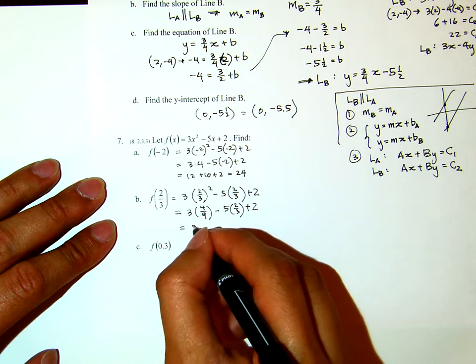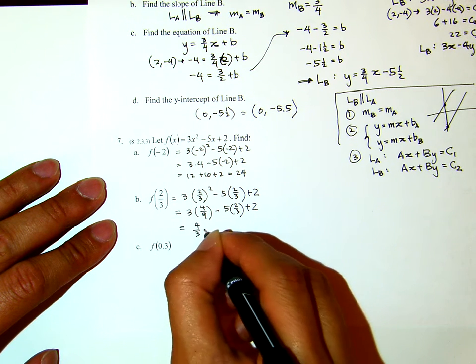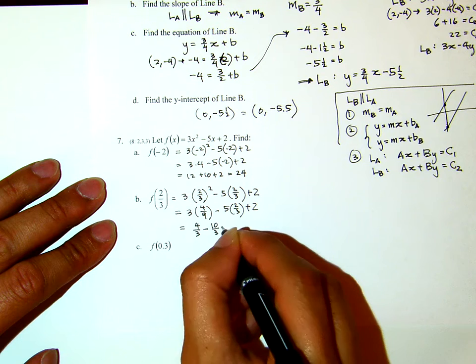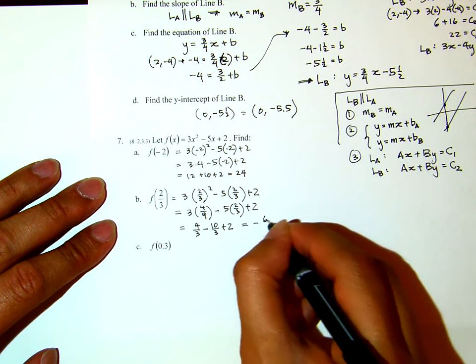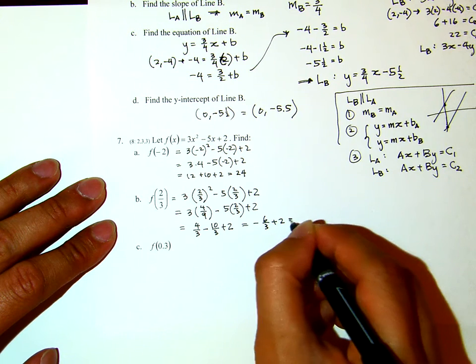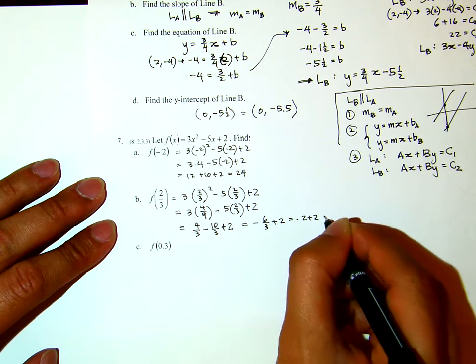I can do cross cancel here. This is 4 over 3 minus 10 over 3 plus 2, which equals negative 6 over 3 plus 2. That's negative 2 plus 2, which is 0.